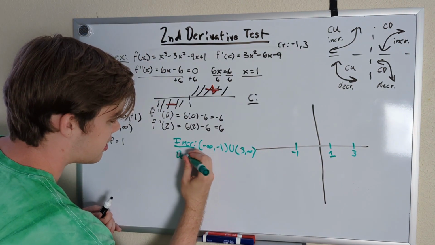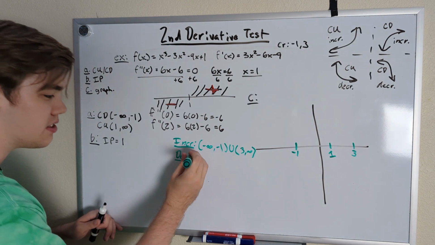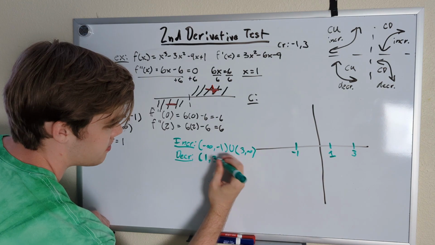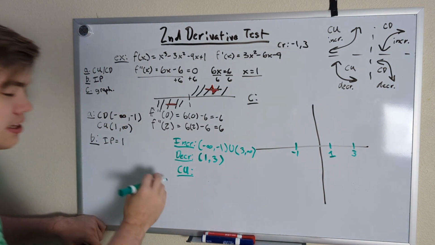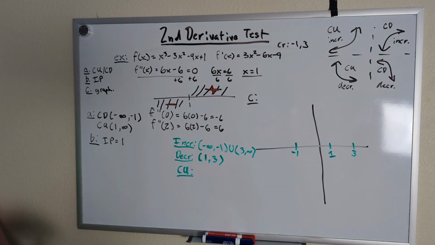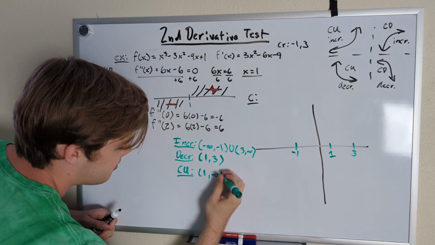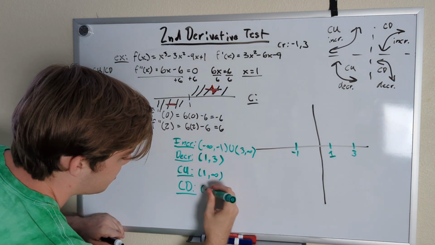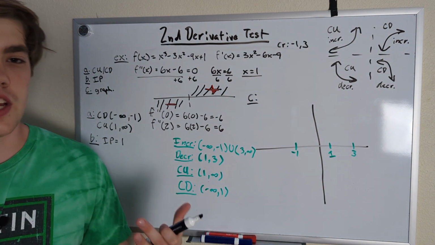This function is decreasing. By the way, decreasing is labeled DECR and increasing is labeled INCR. This function is only decreasing in one area, from 1 to 3. This function is concave up, or CU. I don't know if I mentioned that, but concave up is CU. It's just a shorter label. This function is concave up from 1 to infinity, aka forever after point 1, and then concave down from negative infinity all the way up to 1, because that's where our inflection point is. So then it flips to concave up after that.